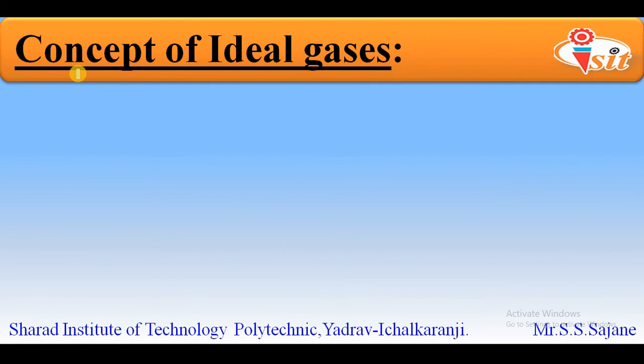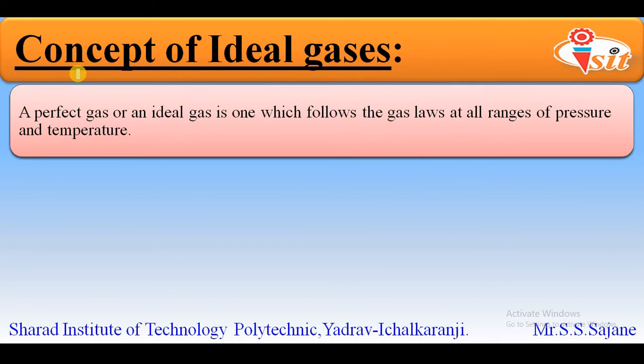We will start this chapter with a new point, that is the concept of ideal gases. So ideal gases are also known as perfect gas, and a perfect gas or an ideal gas is one that follows all the gas laws at all ranges of pressure and temperature. So we are going to study what all the gas laws are in the further slides. But for now, we should just understand that the gas that follows all the gas laws at all pressure and temperature, we will call it an ideal gas.